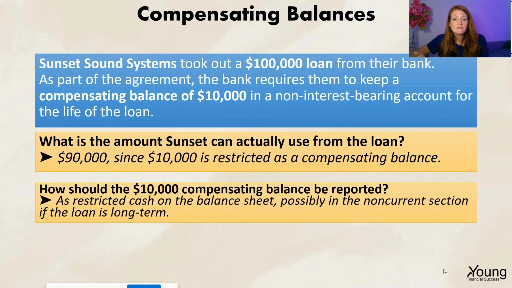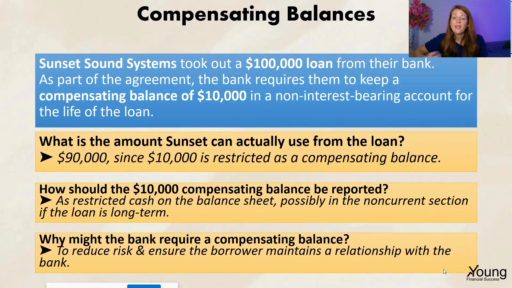How should that $10,000 compensating balance be reported? As restricted cash. On the balance sheet, it's going to be restricted cash. It would be current if they're going to pay this loan off and they don't have to have that restricted cash in the next year. But if it's going to go past a year, it would be in the non-current section. And then why would they require a compensating balance? Well, we just talked about this, to reduce risk and ensure the borrower maintains a relationship with the bank. So it helps to lessen that risk for these reasons.